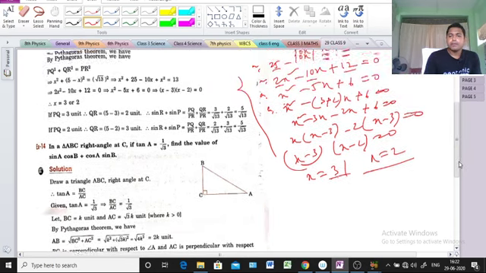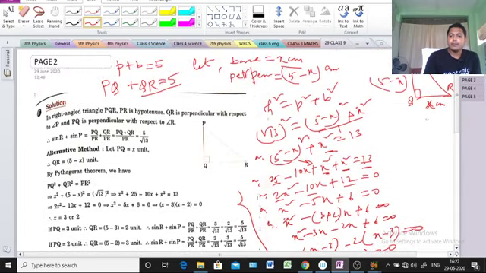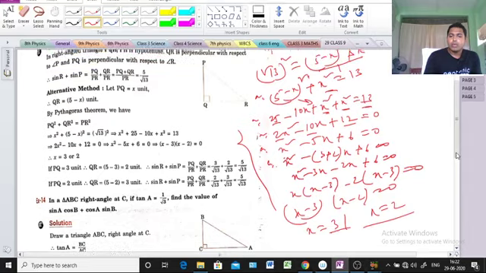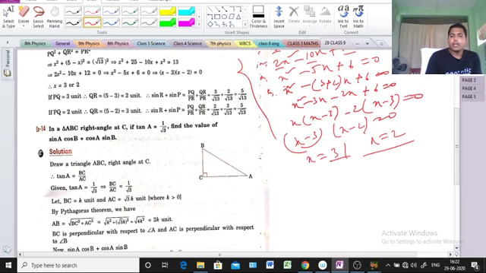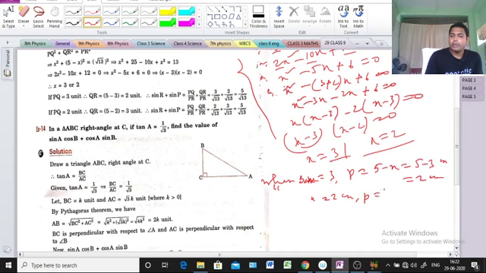Now we are getting 2 values of x. So base we are getting is 3 otherwise 2. When x equals 3, that means base equals 3, perpendicular will be 5 minus x, that means 5 minus 3, which is 2 centimeter. And when base equals 2 centimeter, perpendicular will be 5 minus 2, that means 3 centimeter. Clear?